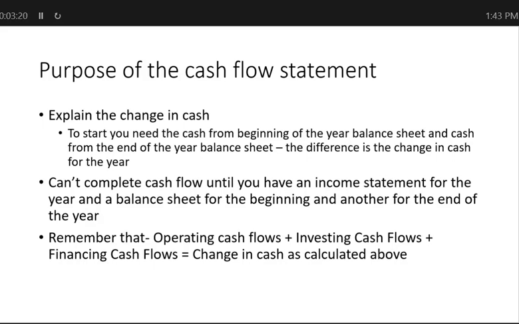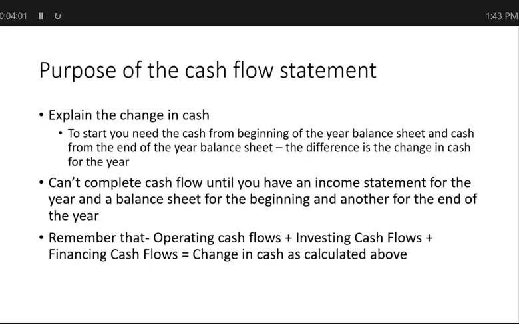We also need an income statement for that same year, 2022. So if we're doing a cash flow for 2022, we need an income statement for 2022 in addition to those two balance sheets. We are going to organize our cash flow statement into three sections: operating cash flow, investing cash flow, and financing cash flow. So our operating cash flows, positive or negative, plus our investing cash flows, positive or negative, plus our financing cash flows, positive or negative, equals the change in cash of those two balance sheets.